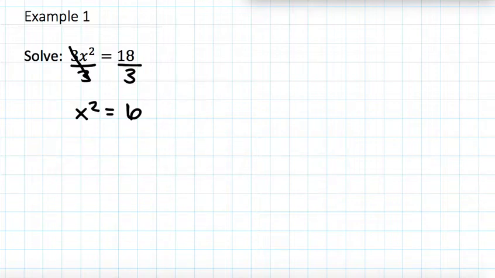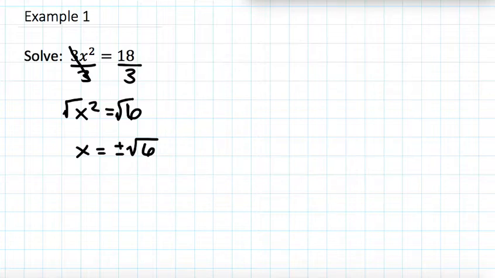Then what I'm going to do to get rid of the squared is take the square root of both sides. And what that does is the square root and the square on this side cancel each other out. And that leaves me with x equals plus or minus square root of 6. Now you have to remember to add this plus or minus in here. If you don't put that, it's going to be the wrong answer.